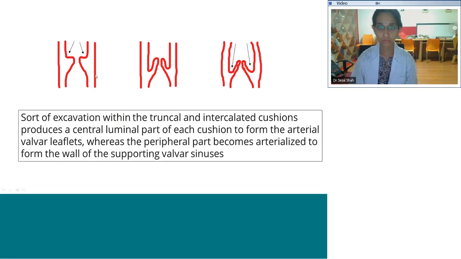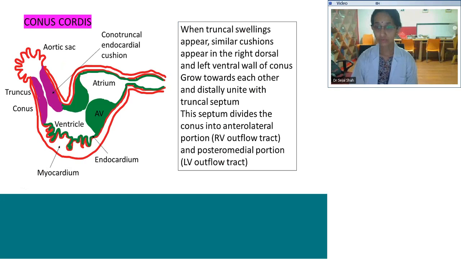Slow excavation gives rise to the arterial wall leaflets, whereas the peripheral part then gets arterialized to form the wall of the supporting sinuses. So at the end of formation of the valves, you also have something happening on the external wall of the truncus and also the internal lumen of the truncus. So this is how we would understand the development of truncus arteriosus.